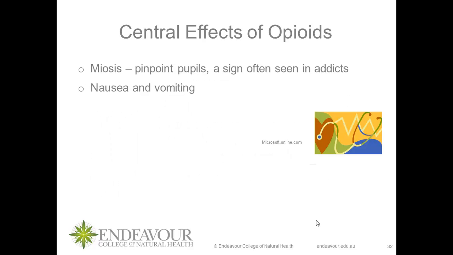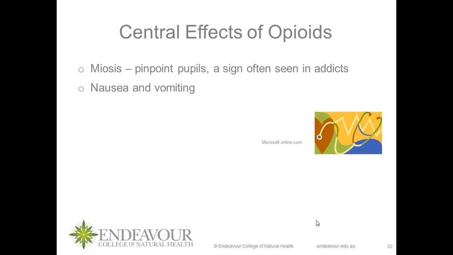In addition, the pinpoint pupils that are seen with opioids are a central effect, mediated centrally by the drugs working on a CNS opioid receptor. So you often see in addicts, people who are taking opioids and perhaps misusing them, that they have this miosis, a pinpoint pupil.